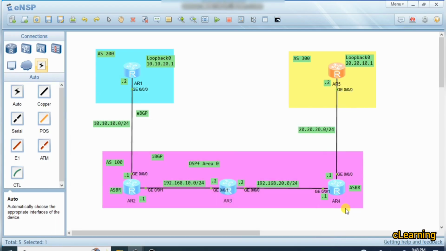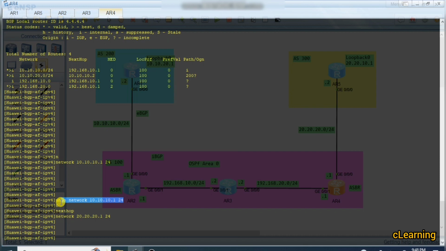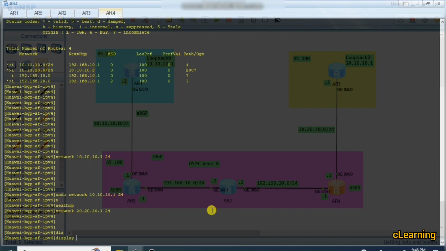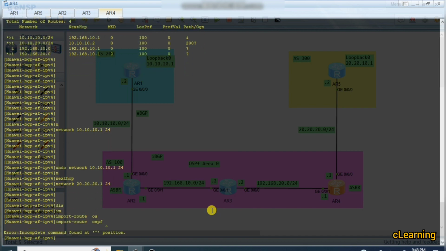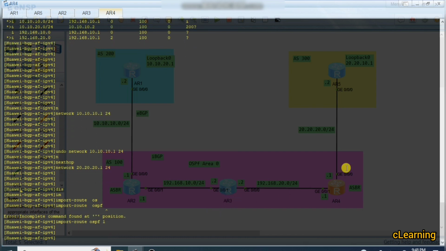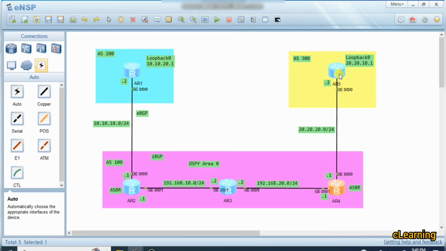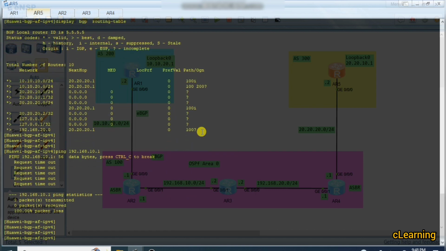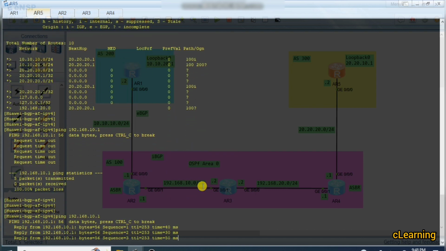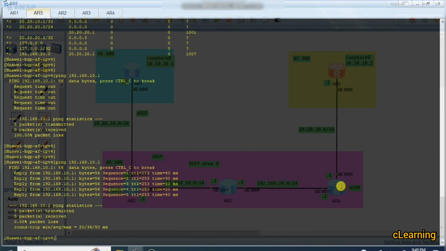So there is a mistake. We didn't import. We only gave the network command. We didn't import the OSPF routes into this routing table. Display import route OSPF, oh sorry, OSPF 1. Now all the routes also exist here. Now you can ping. You can see here the OSPF routes have gone into this BGP routing table.